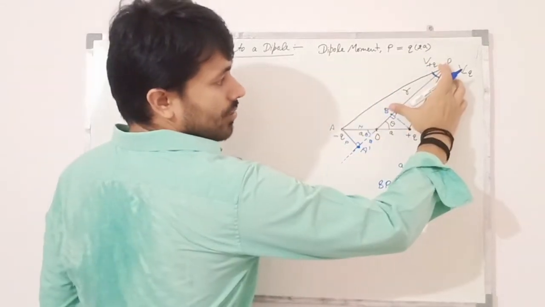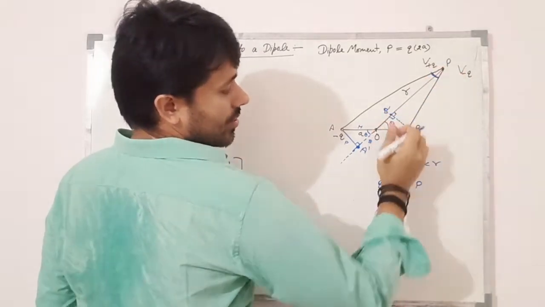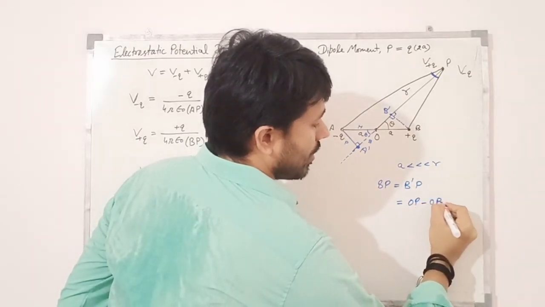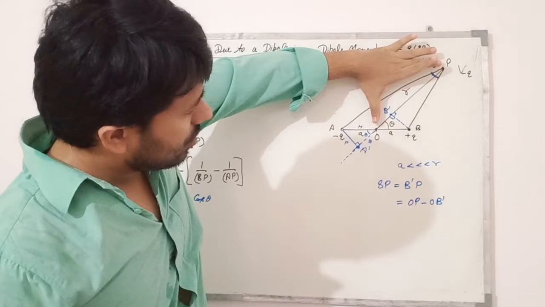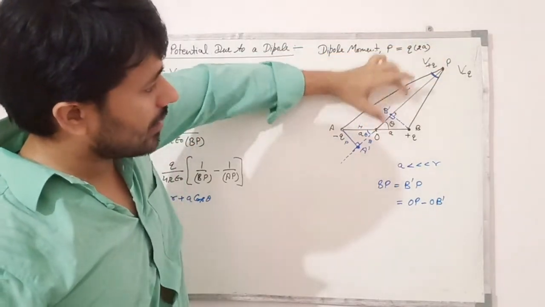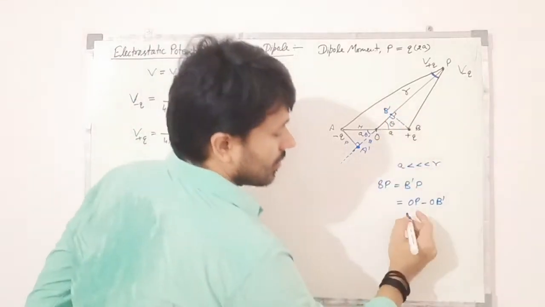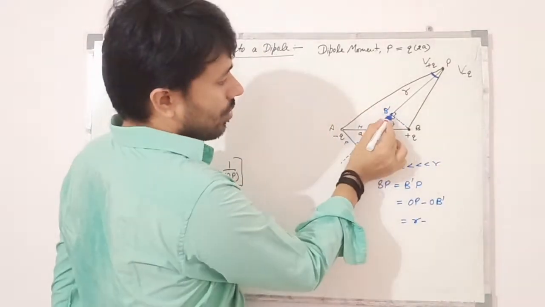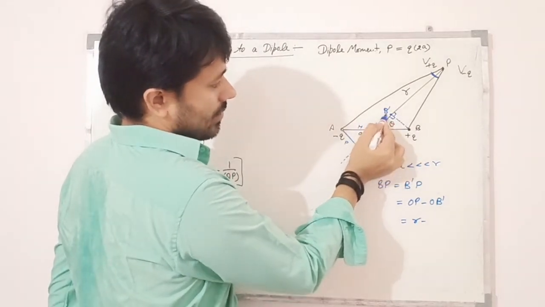And what can I write B dash P as? OP minus OB dash. What can we write? OP minus OB dash. Right? This is OP. From this OP, if we subtract this, the remaining is this. And we know that OP is what? OP is R, and O dash B. This is O dash B.